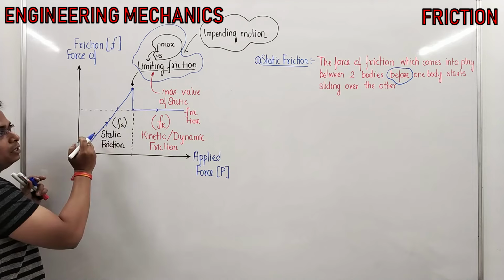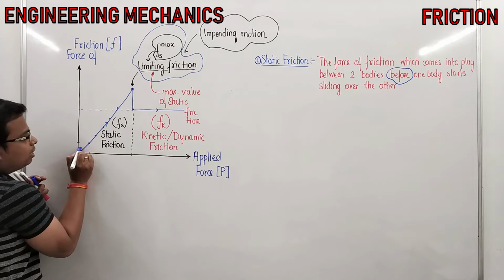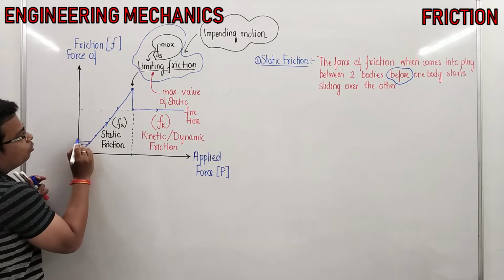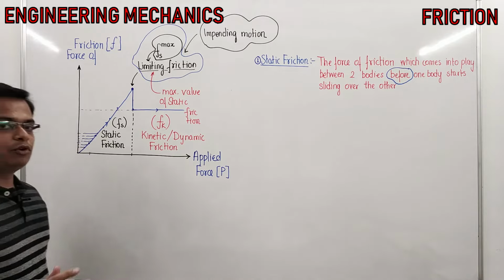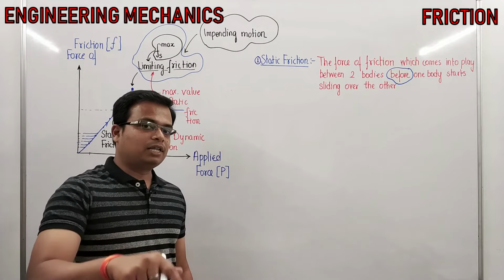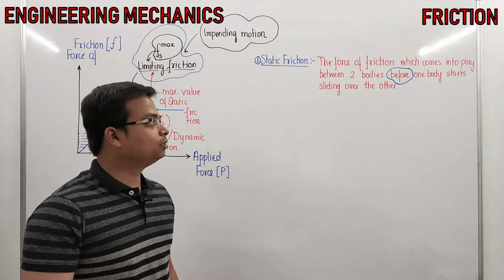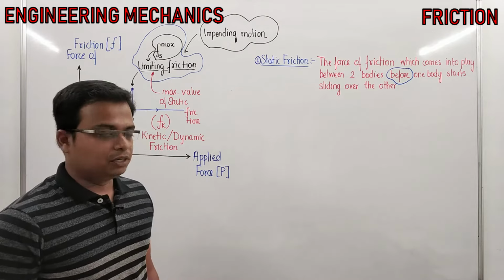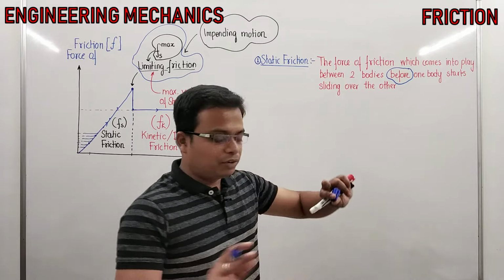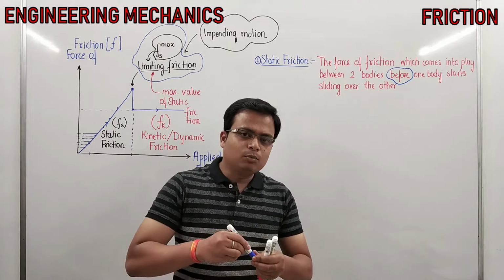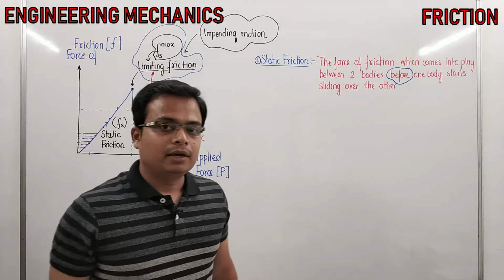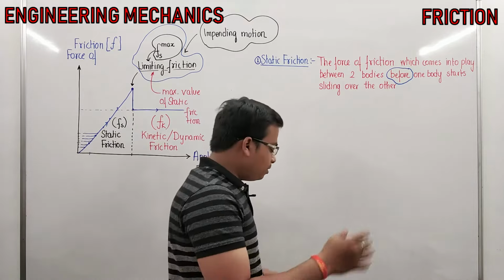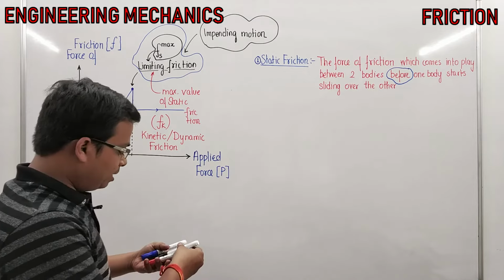Before this, what happens? Before this, all these values are going to give you the value of static friction. So before the body slides, before that point in time, the kind of friction that we have is obviously the static friction. So always remember, the force of friction which comes into play between two bodies before one body starts sliding over the other. And this is the same way how we can define limiting friction.